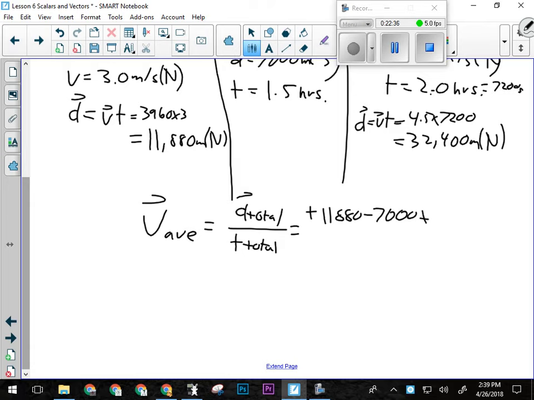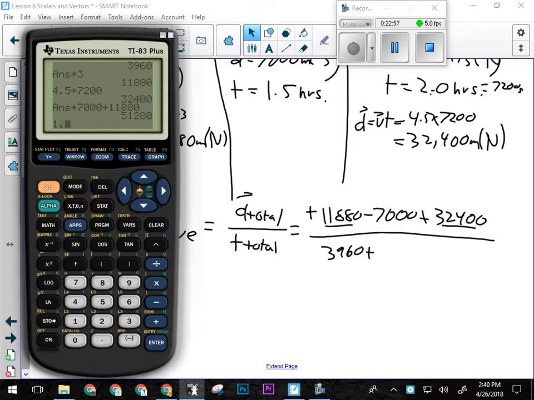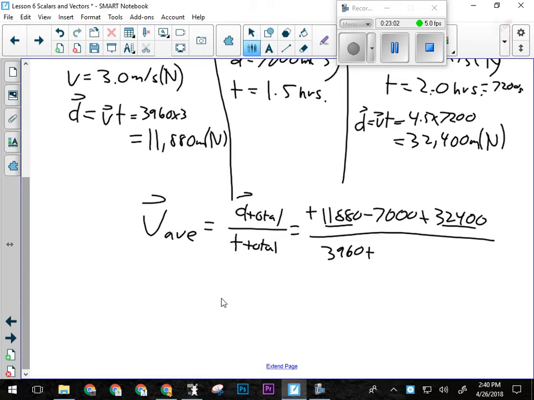Okay, plus 32,400. Right, so this one's north, that one's north, so I made them positive, okay, and I subtracted the one that was south. I also need the total time, okay, so we've got 3,960 seconds plus 1.5 hours, so I got to convert that. All right, so 5,400. And the other one is 7,200.